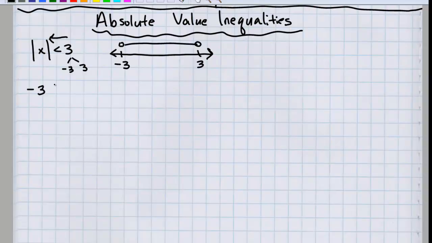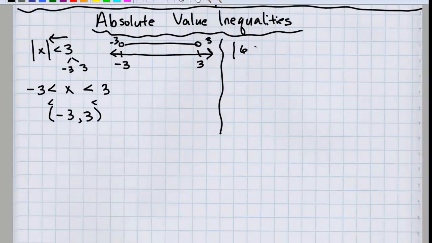Negative 3 is less than x is less than 3. We are trying to say that this is between negative 3 and 3. The solution in interval notation is negative 3, comma 3. Both of these are open brackets because this is less than and this is less than.